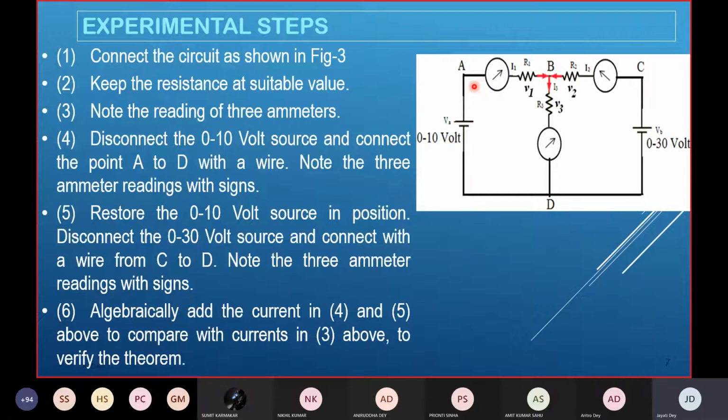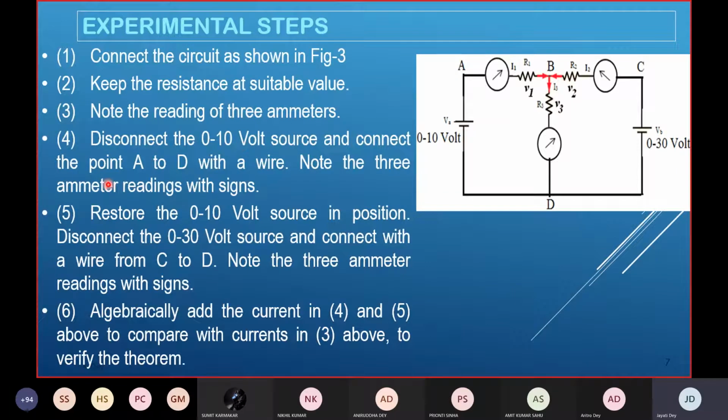The ammeters should have a range in tune with the current flowing through AB, BC and BD. Otherwise, you will not get the proper reading, right? Next, three resistances are required, R1, R2, R3. Here we are not measuring the voltages for the time being, so no voltmeter is required, right?